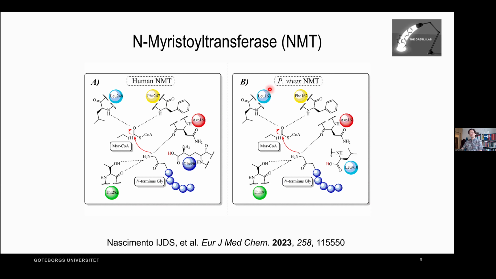And then we get the issue: how do we obtain selectivity for the parasitic target over the human one? If you think a little about this, if we're going to treat malaria patients with this, it becomes a critical issue. If we shut down the human NMT, it's probably not good because it plays a similar role in human cells. It's very important for the function of a whole range of different proteins, so that will for sure result in serious side effects.